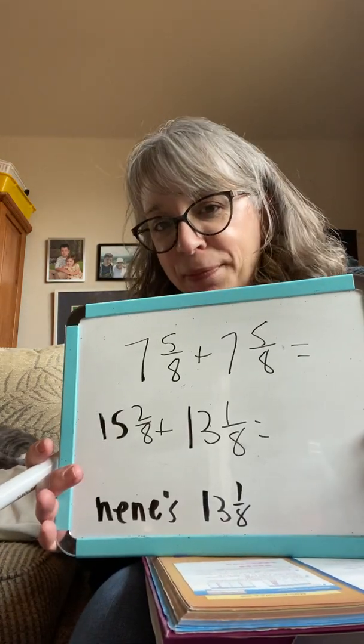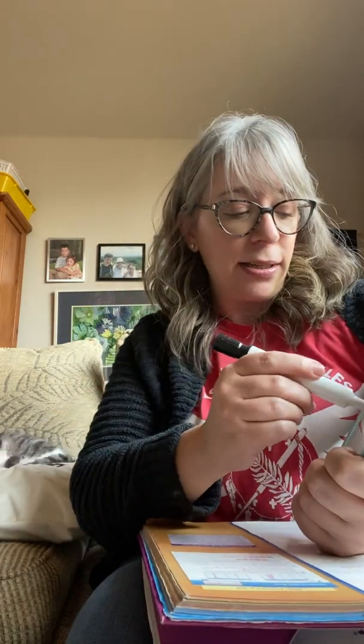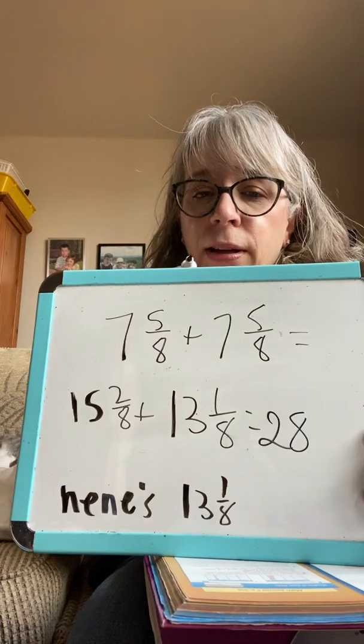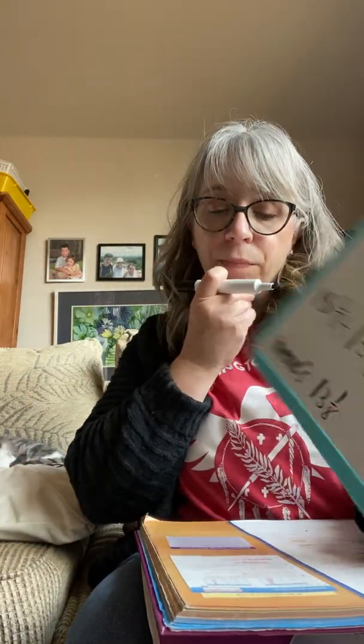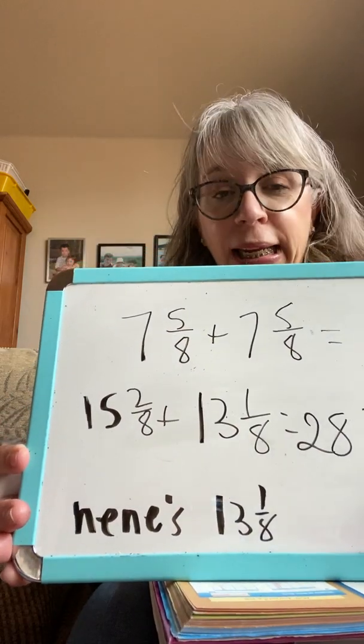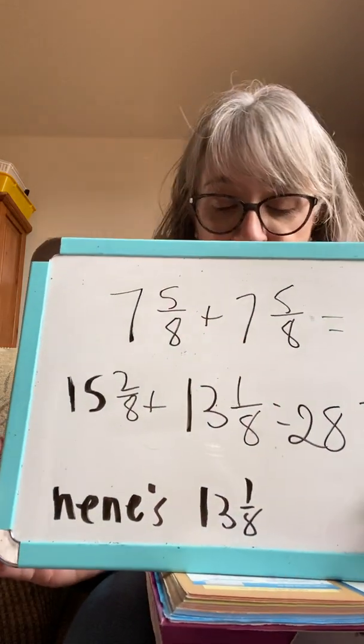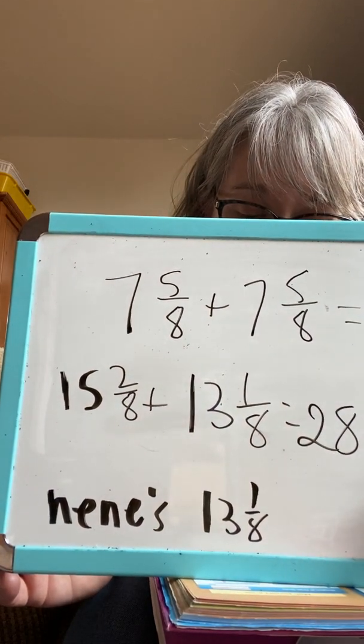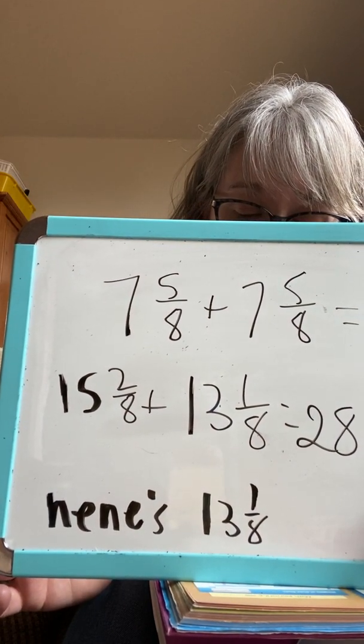All right, well, that's easy enough. 5 plus 3 is 8, and 1 plus 1 is 2. And now we're going to add our fractions, 2 eighths and 1/8, which would be 3 eighths. So our answer is 28 and 3 eighths. That's how much they weigh all combined. Okay. All right.